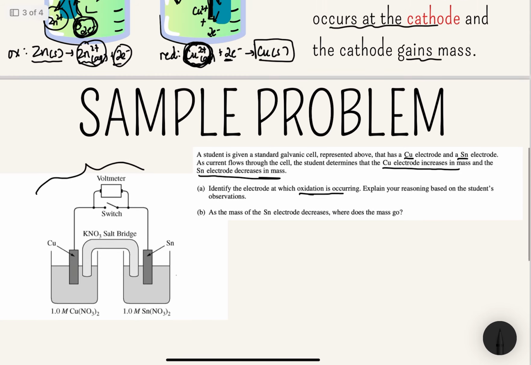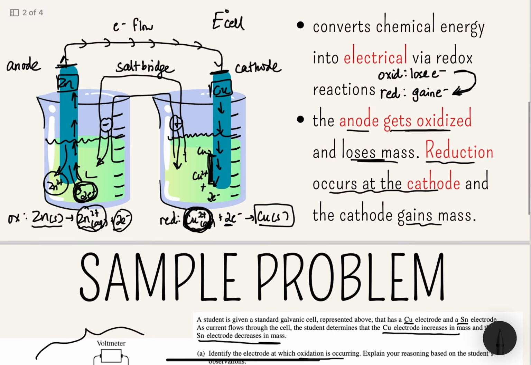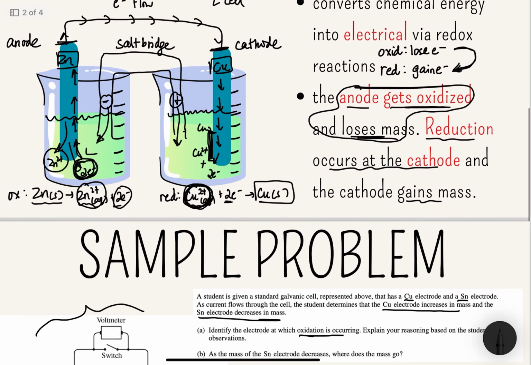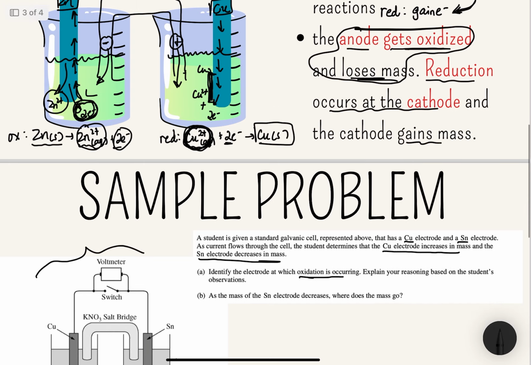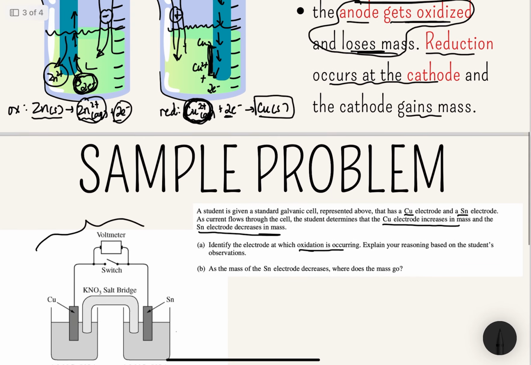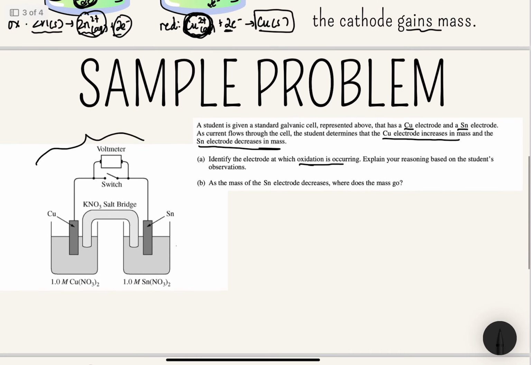If you remember from what we talked about up here, the anode is the one that's going to lose mass. And the anode is losing mass because it's oxidizing. It's kind of decomposing, right? It's oxidizing into ions and electrons. So the tin. Let's answer part A. We know the tin metal is the oxidation.